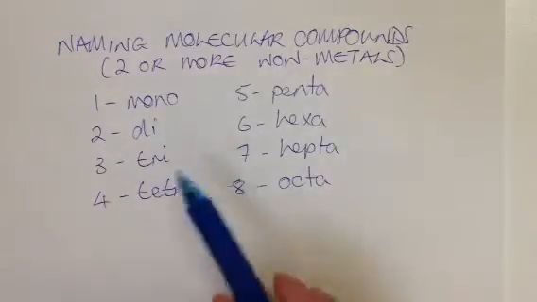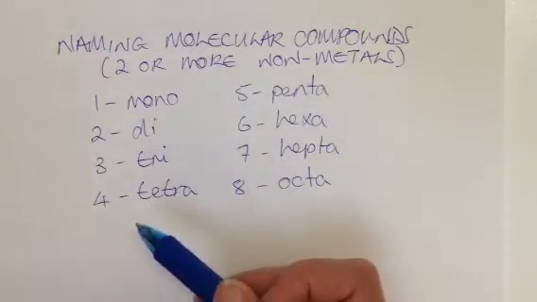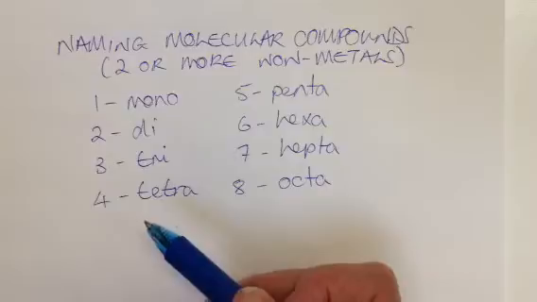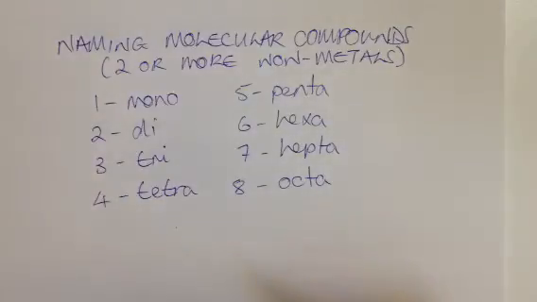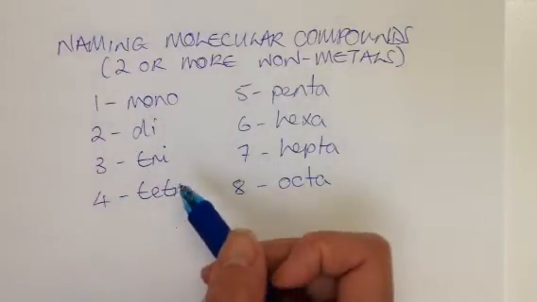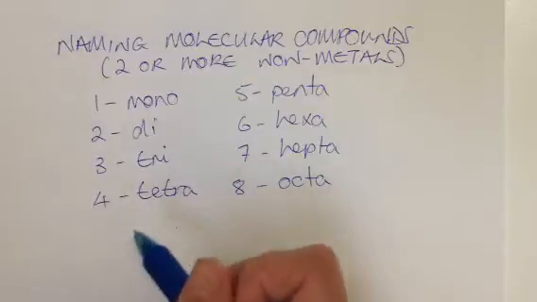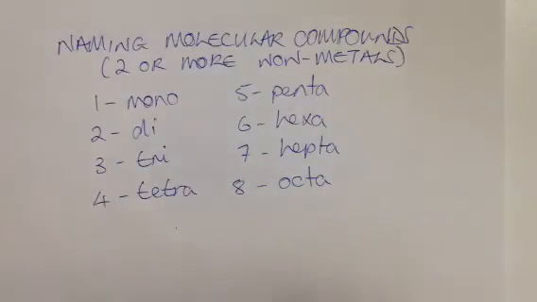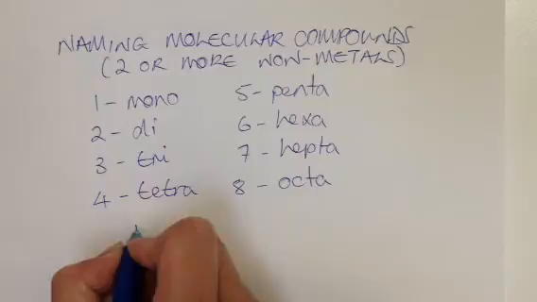Okay, and so because the nonmetals can combine in any ratio, because it's not an ionic, it's not a positive and a negative interaction, then we need to tell the reader how many of each type of element is in the compound. And so we use a system of prefixes.